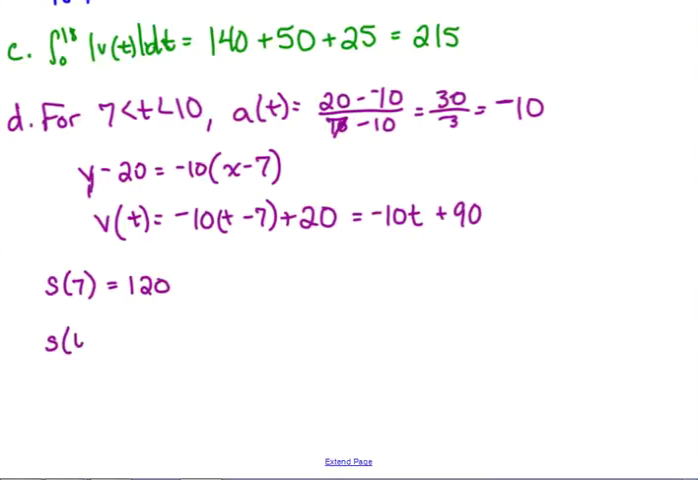So his position at time t is equal to the 120 plus the integral from 7 to, now, we don't want to put 10, because that would give us the position at time 10. We need to put a t right here, of our velocity function. Remember, when we have a variable up here, we need to change the variable down here.